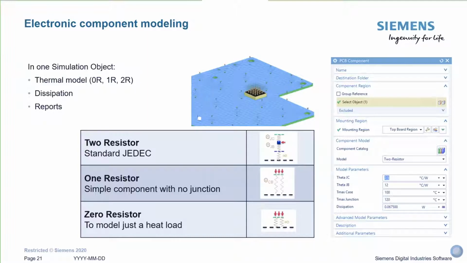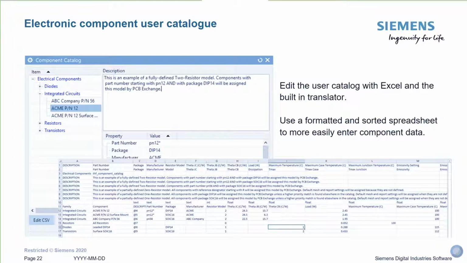Now, if we switch to the electronic component modeling, well, again, since we have all the information coming from the electrical domain, what we do via PCB Exchange is that we create a simulation object for every component. So this allows you to specify your thermal model. In this case, we support 3 different thermal models: the 0 resistor, 1 resistor, and 2 resistor network, just like the JEDEC standard. And this also allows you to specify additional attributes and variables like the dissipation. If you want certain components to be monitored during reports, all of this can be set in that simulation object.